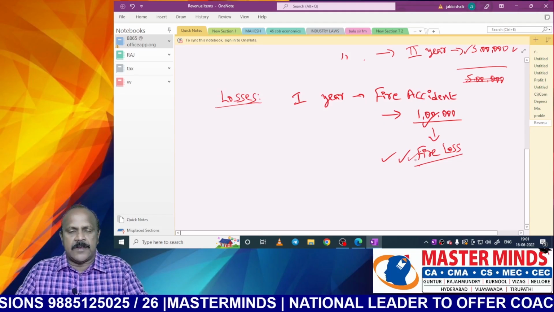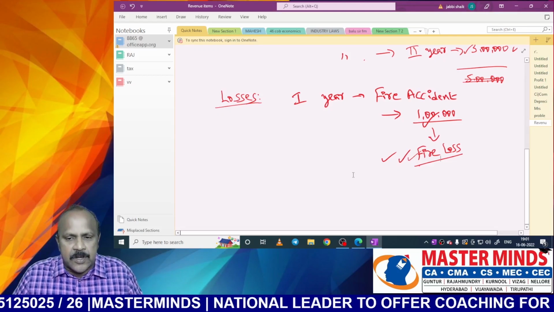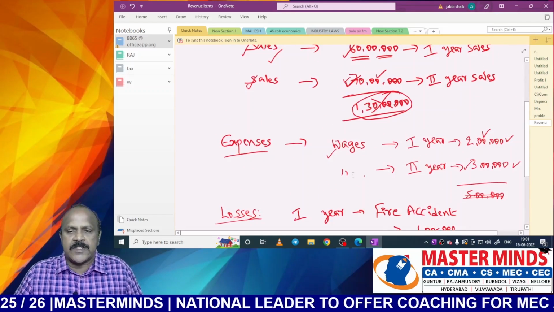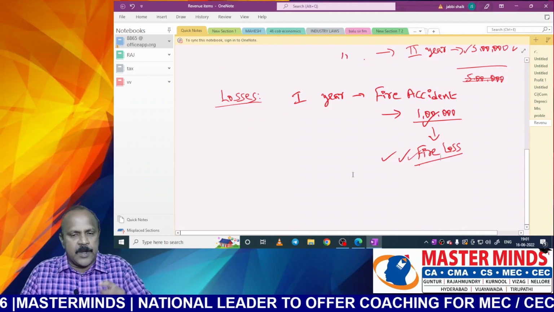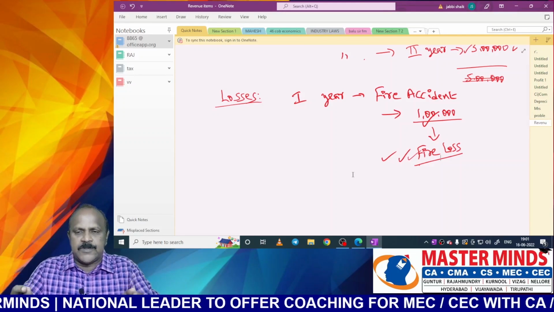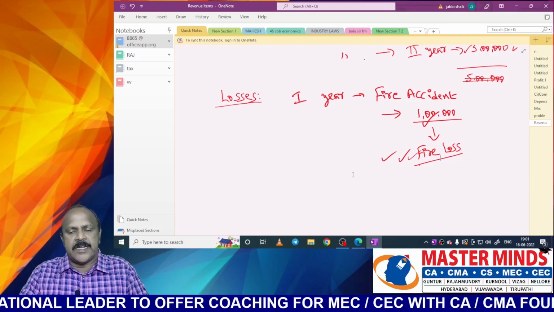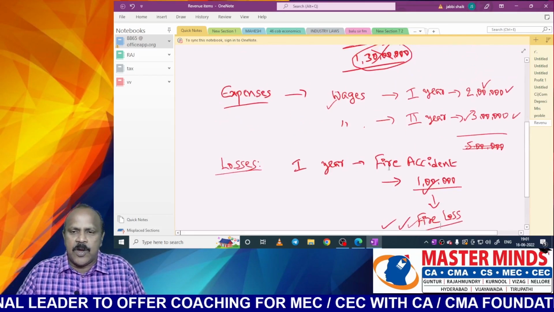Like fire loss, all losses are revenue. All losses are called revenue items, students. I repeat, what do you mean by revenue items? The items that are confined only to the year of their occurrence are called revenue items.